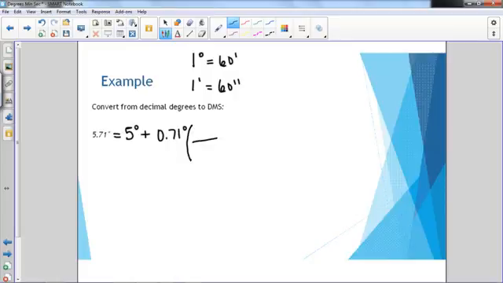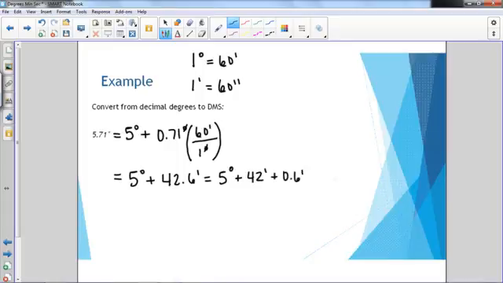So here I need to cancel out my degree. So I'm going to have 1 degree over 60 minutes. And this will make my degrees cancel. Putting this into my calculator, I'm going to keep this 5 degrees. And now the second part is going to turn into 42.6 minutes. I can now rewrite this again in parts. 5 degrees plus 42 minutes plus 0.6 minutes.